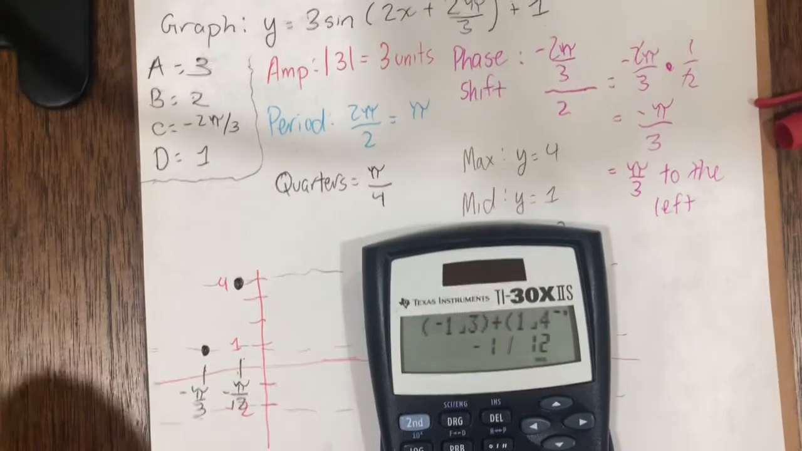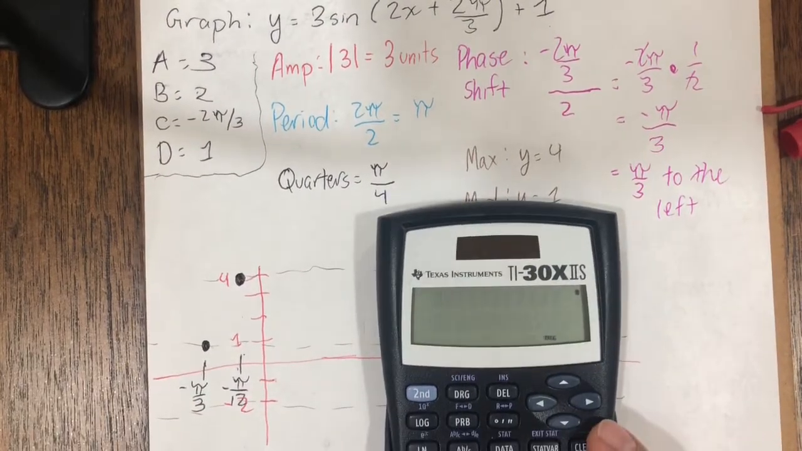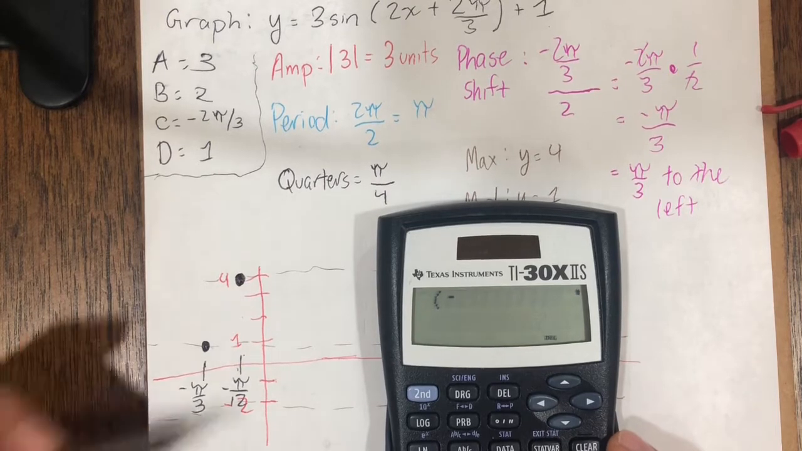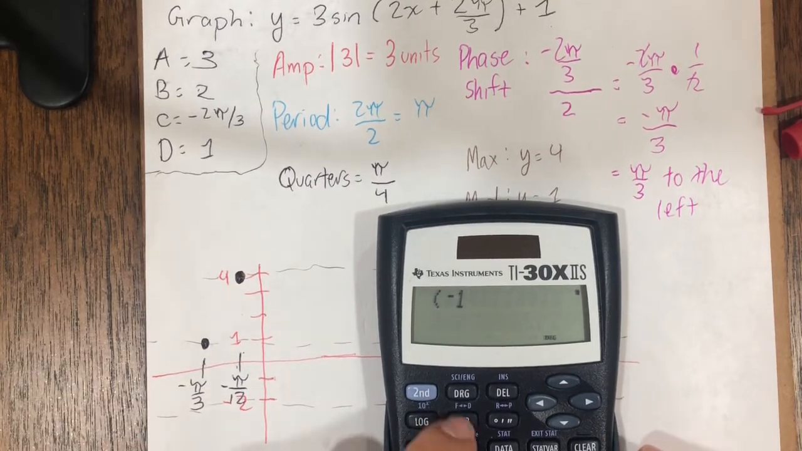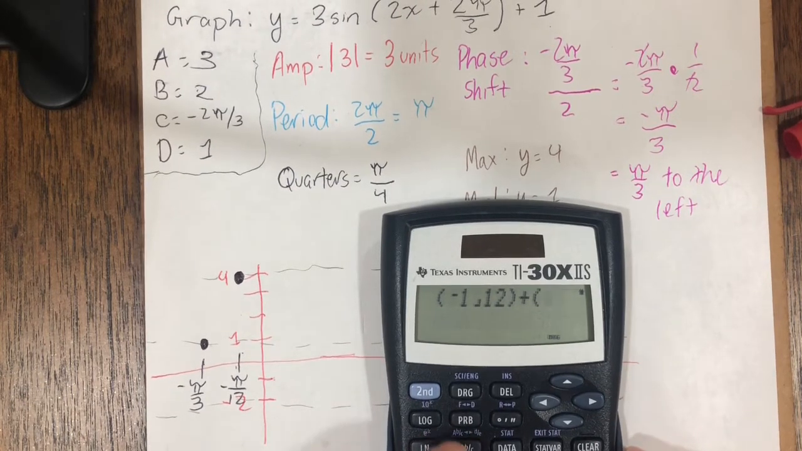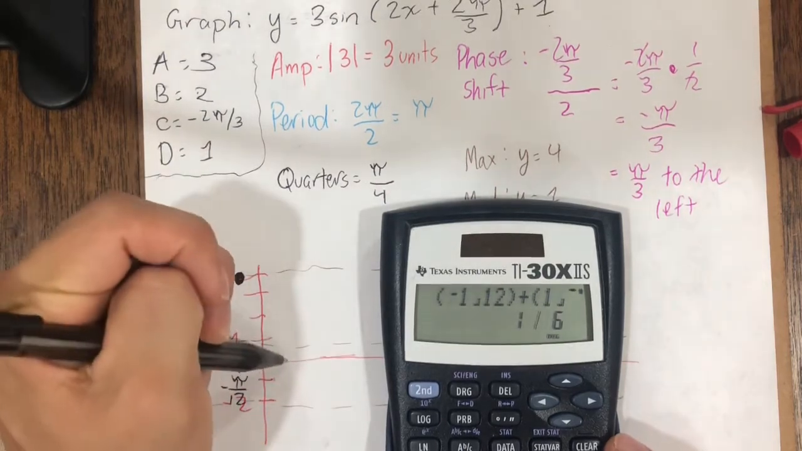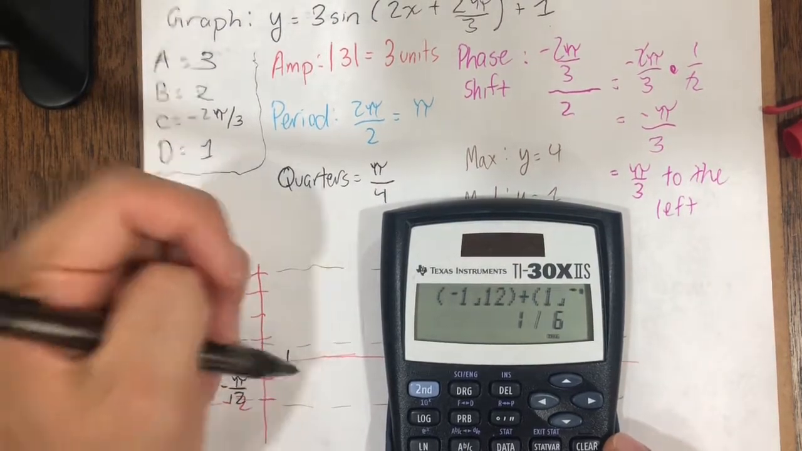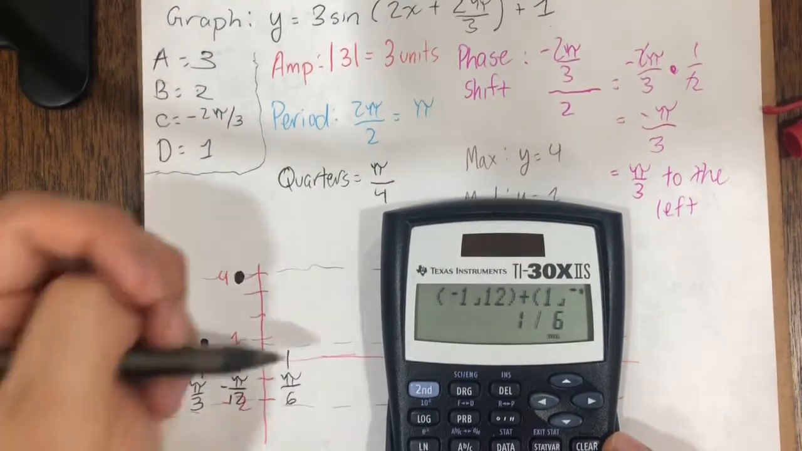All right. And then we have our third x value, which is going to be my mid. So I have -1/12 or -pi/12. So I'm just going to write 1/12 in my calculator. Add that to 1/4. And that's going to give me 1/6. So my third x value is 1/6 or pi/6. All right, so then we're going back to mid.